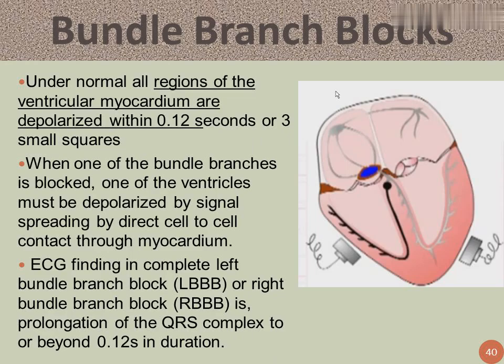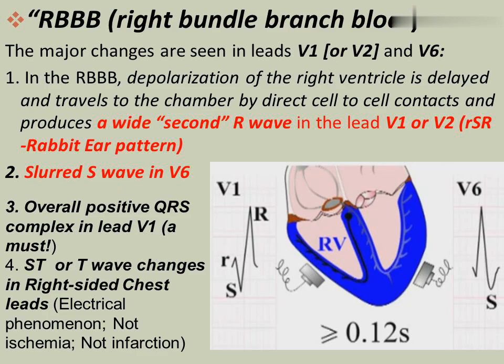Bundle branch blocks. Normally, all regions of the ventricular myocardium are depolarized within 0.12 seconds, or 3 small squares. When one of the bundle branches is blocked, one of the ventricles must be depolarized by signal spreading through direct cell-to-cell contact through the myocardium. The ECG finding in complete left bundle branch block, LBBB, or right bundle branch block, RBBB, is prolongation of the QRS complex to or beyond 0.12 s in duration.